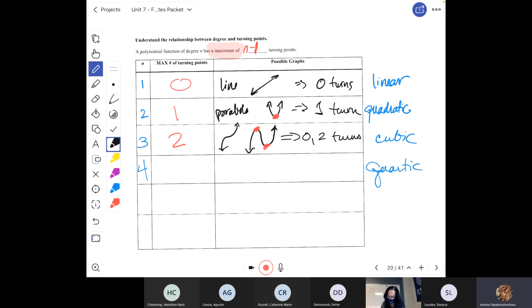Yes. Okay. 4th degree, maximum number of turns: 1 less than the degree, 3. Are the tails going in the same direction or opposite direction? Same direction. If you remember your parent functions, it can be that. It can be that. So how many turns? 1, 1, 2, 3. We see a pattern.